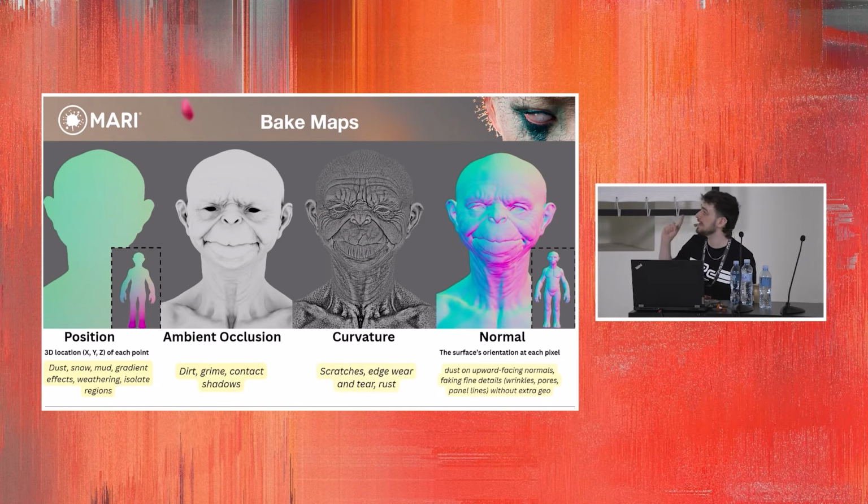So the different maps you get: ambient occlusion, curvature, I feel like those are the ones everyone knows. And then you've got position and normal. Ambient occlusion, all the black is basically the cavities of your geo, so you can use that for dirt and grime. And then you've got curvature for edge wear.